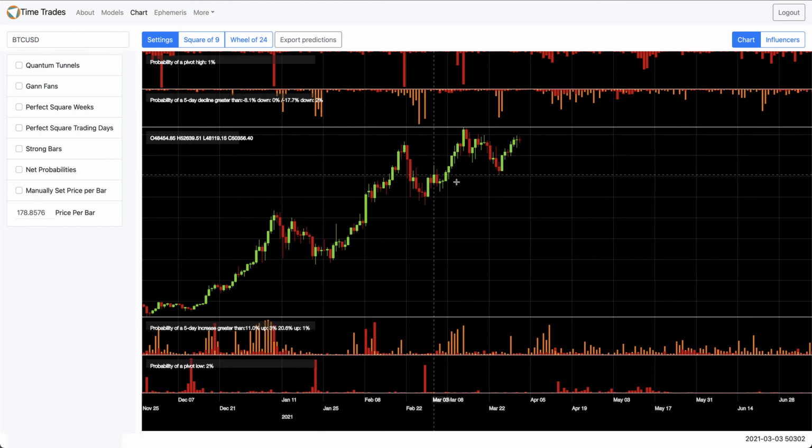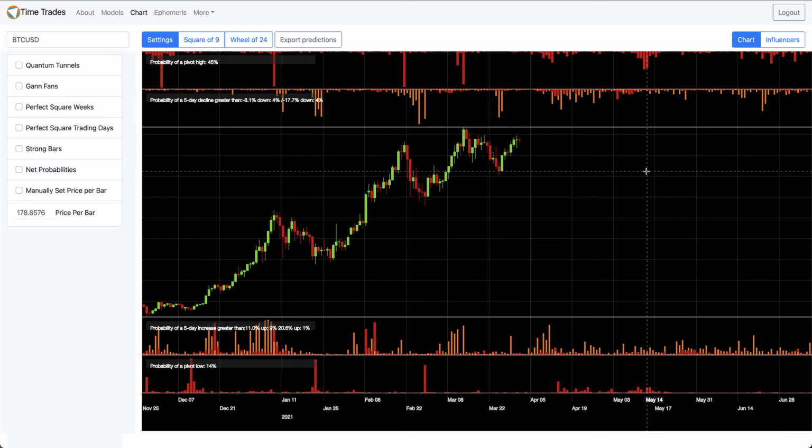So let's take an example here. We're looking at the Bitcoin chart, and let's find a day here that has some probabilities of both a pivot high and a pivot low happening. Here we go. Looks like May 14th, we have a 45% probability of a pivot high, and we have a 14% probability of a pivot low.